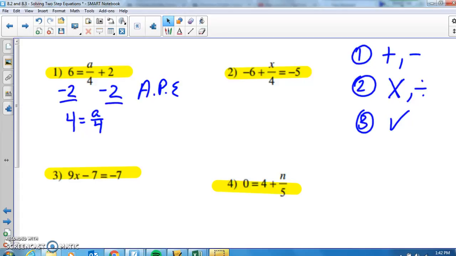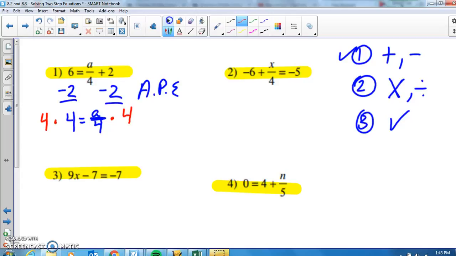Now, in this part of the problem, we have the division. Here's the division bar right here. The opposite of division, I've already added subtract, so let's go to the second step, division. The opposite of that is multiplication. So what we're going to do is multiply each side by 4.